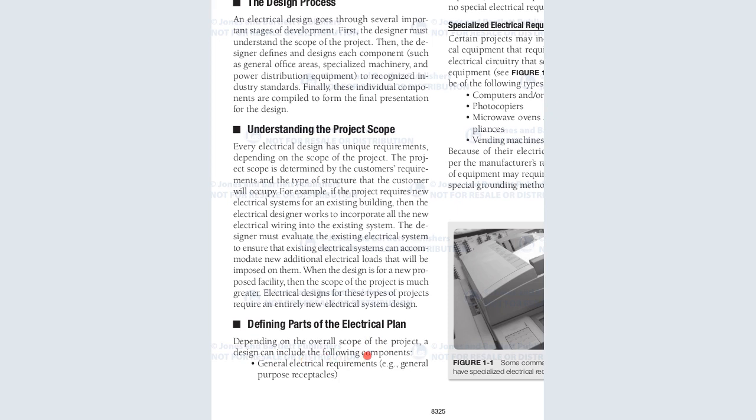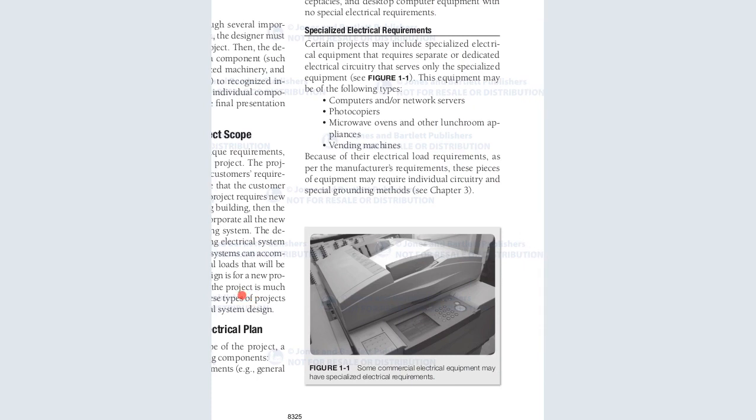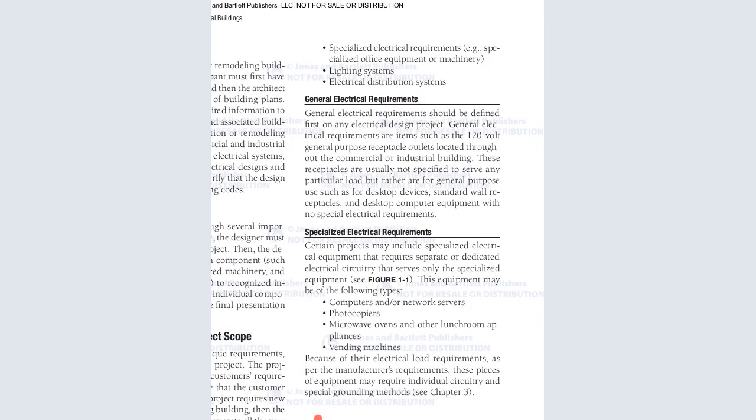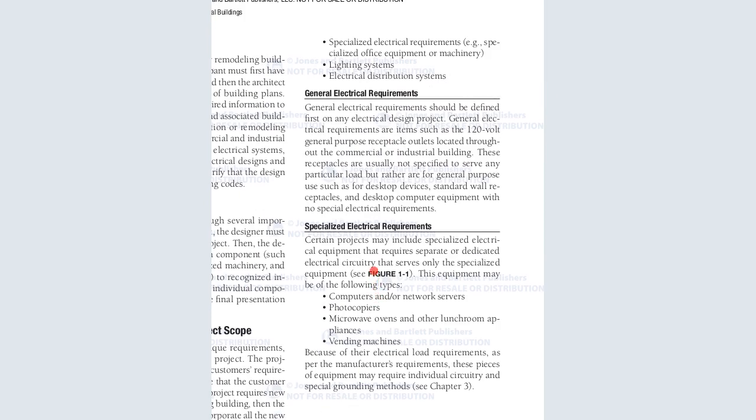The general electrical requirements, e.g., the general purpose receptacles. Then specialized electrical equipment, e.g., specialized office equipment or machinery, lighting systems, electrical distribution systems, and so on. The general electrical requirements should be defined first on any electrical design project. These are items such as the 120 volt general purpose receptacle outlets located throughout the commercial and industrial building.